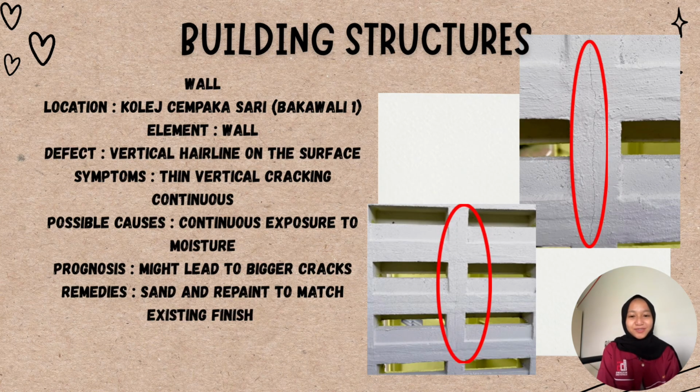Okay, now we move on to building structures. The location is College Cempaka Sari, Bakawali 1. The element is wall. The defect is vertical hairline cracks on the surface. The symptom is thin vertical continuous cracking. The possible cause is continuous exposure to moisture. The prognosis is it might lead to bigger cracks. The remedy is to sand and repaint to match the existing finishes.